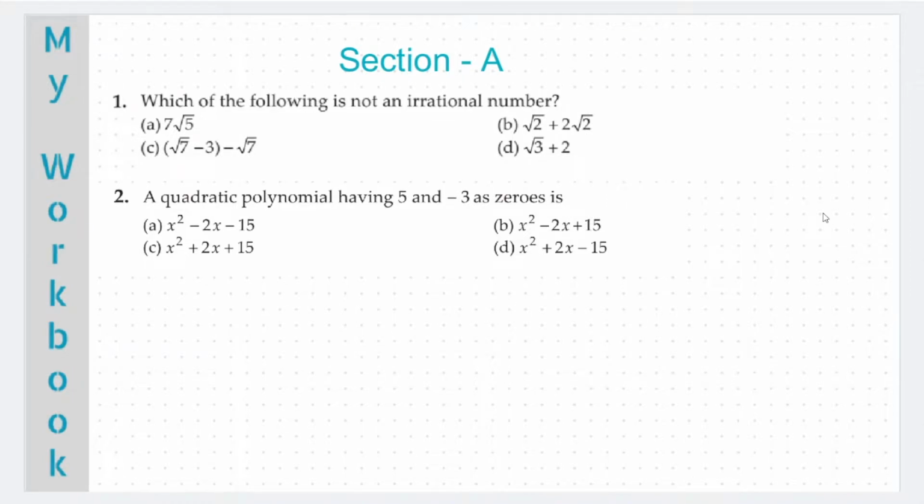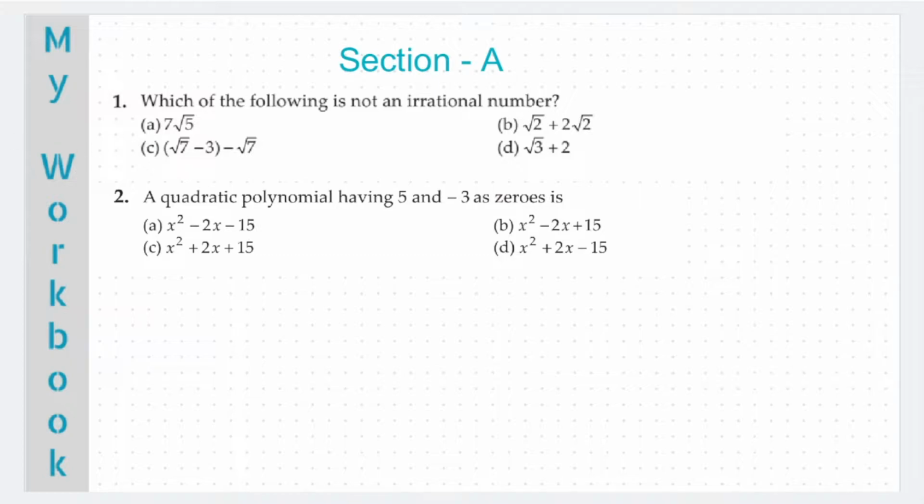First sum, which of the following is not an irrational number? And 4 options are given. Second sum, a quadratic polynomial having 5 and minus 3 as zeros is. 4 different polynomials are given. As I told you, pause the video, work out the sums and mark your options. So I hope you have marked your options. Let's see the answers now.